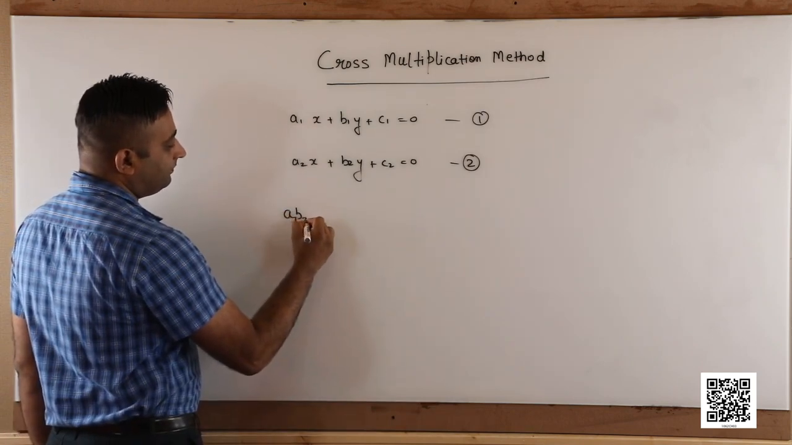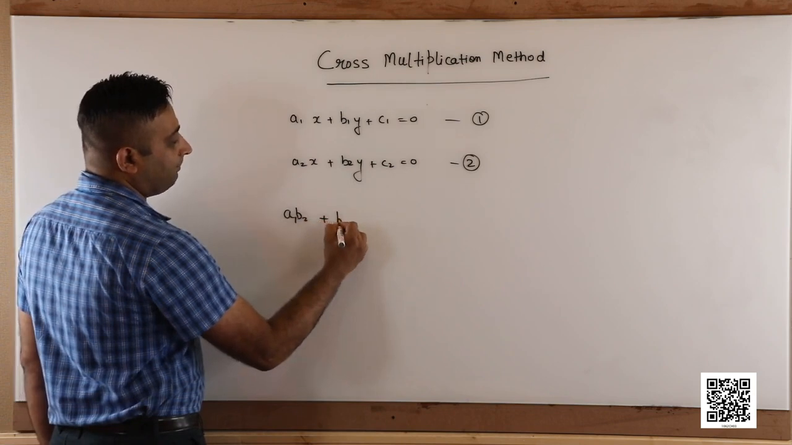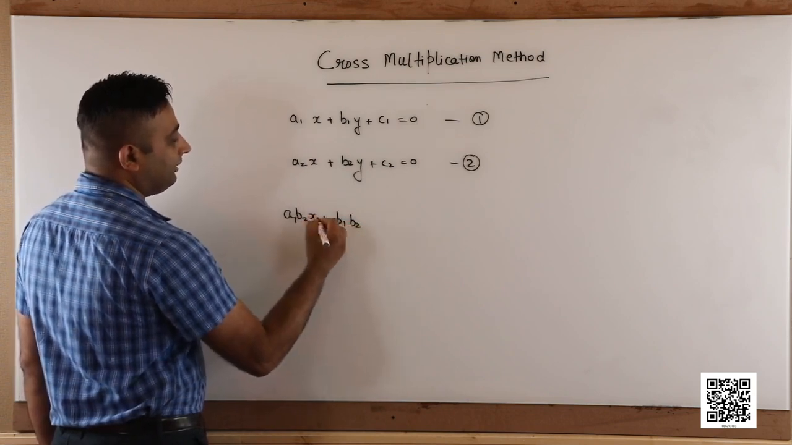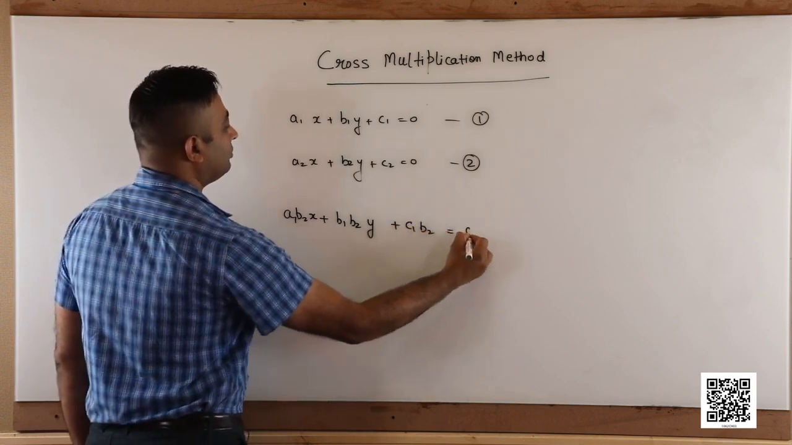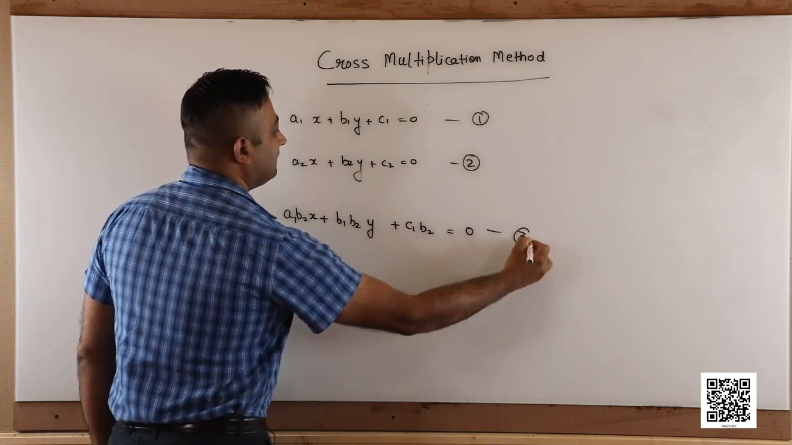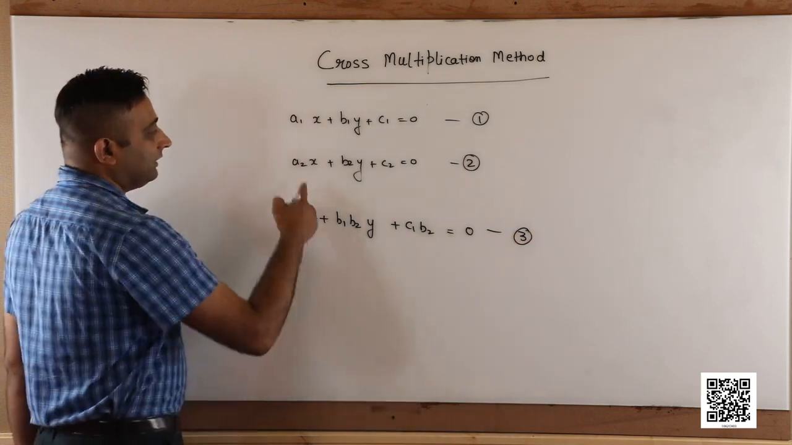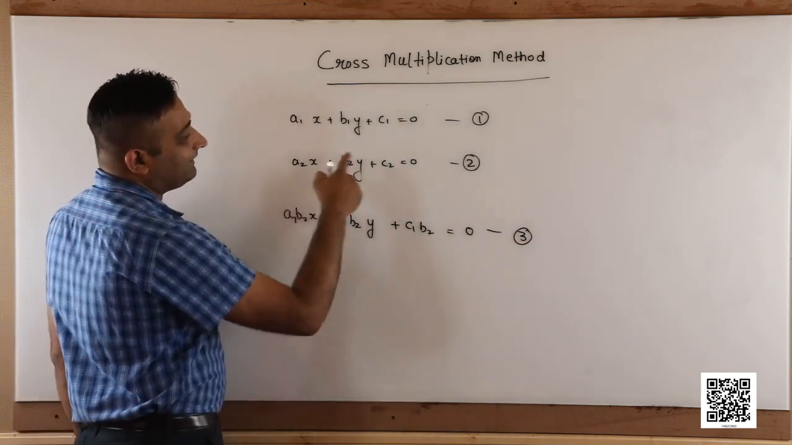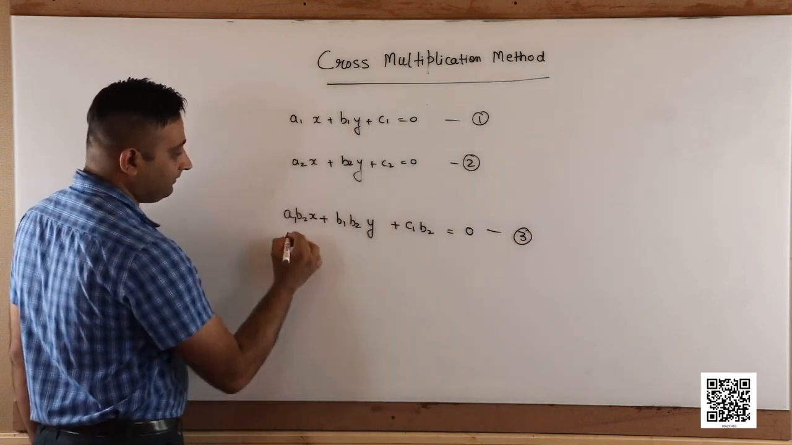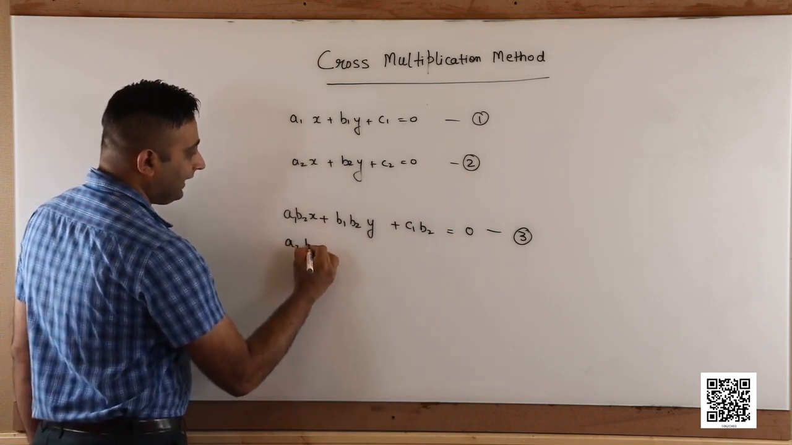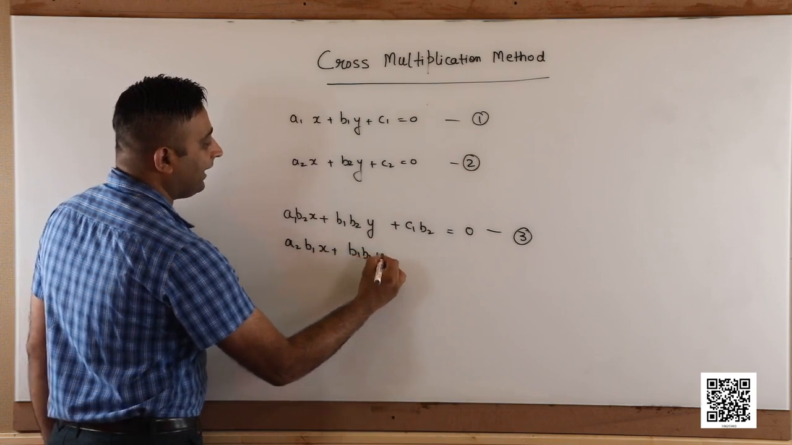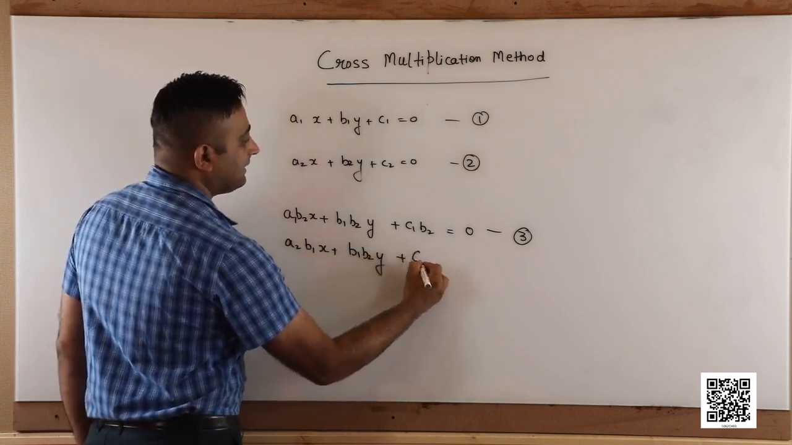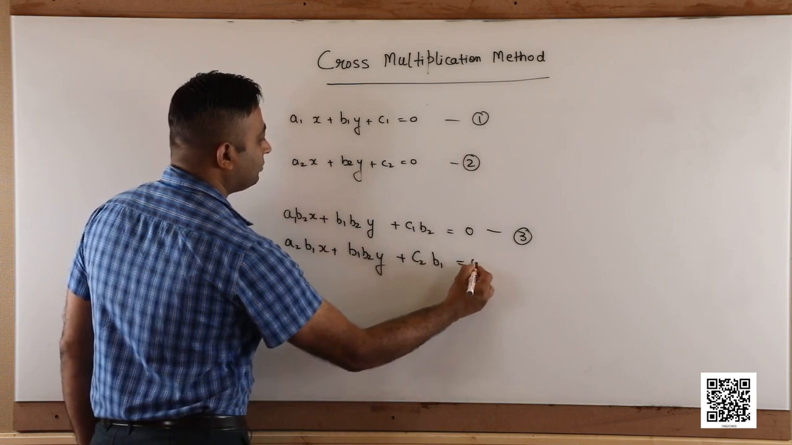a1 b2 x plus b1 b2 y plus c1 b2 equals 0. Let us name this equation number 3. Now we will multiply the second equation by b1. So we will get a2 b1 x plus b1 b2 y plus c2 b1 equals 0.